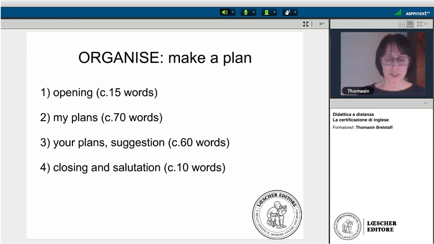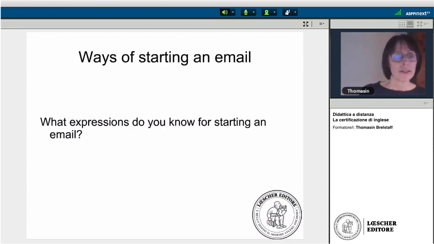Now, I've mentioned opening and closing. So let's look briefly at different ways of doing these. Ways of starting an email. What expressions do you know for starting an email? Would you like to put some into the chat box? I'm talking about an informal email to a friend. Yeah, we've got dear, hi. Hi seems very popular.